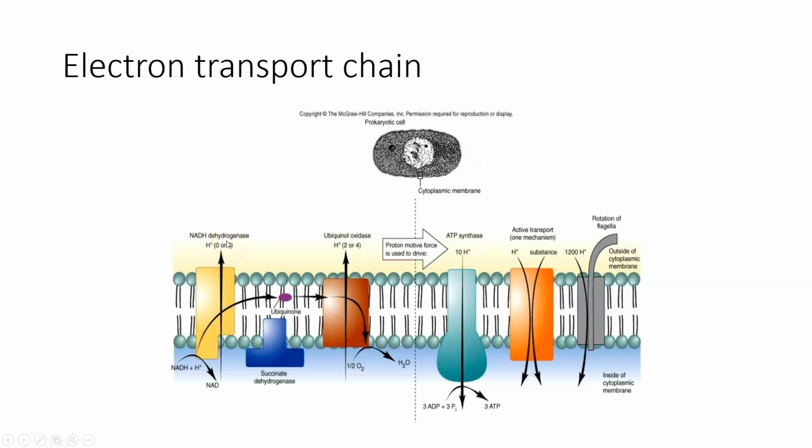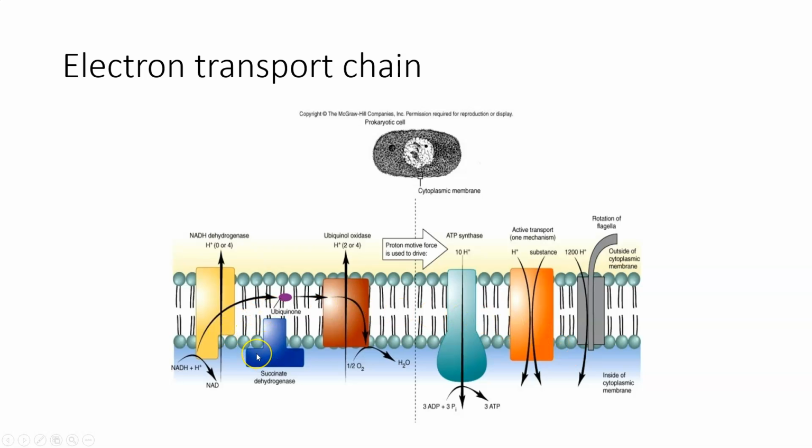NADH dehydrogenase is this first yellow protein right here. It accepts hydrogen ions and electrons from NADH. So this strips the electrons from our reduced NADH, converting it back and oxidizing it to NAD+. Those electrons are going to get passed to ubiquinone, which some instructors have called ubiquinone. I don't really care which way you want to say that. It also uses that shuttling of electrons to help it pump hydrogen ions across the membrane. Remember, this is the cytoplasmic membrane because this is the prokaryotic electron transport chain.